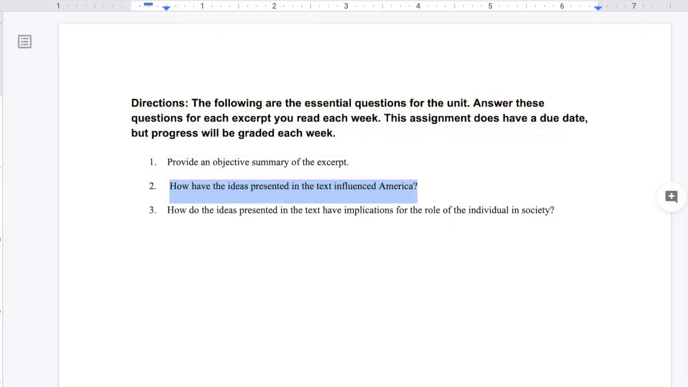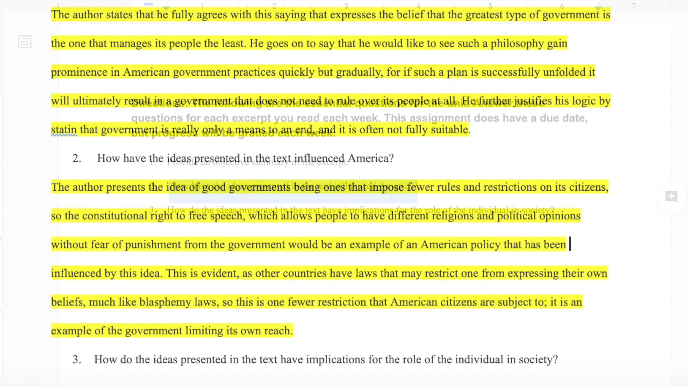This second question here may require some research, as it is asking you how certain principles or policies of the United States may have been influenced by the ideas that are being presented in the text. So, in the first line of Thoreau's essay, he introduces this idea of the most efficient type of government being the one that manages its citizens the least, or that imposes the least number of rules on its citizens.